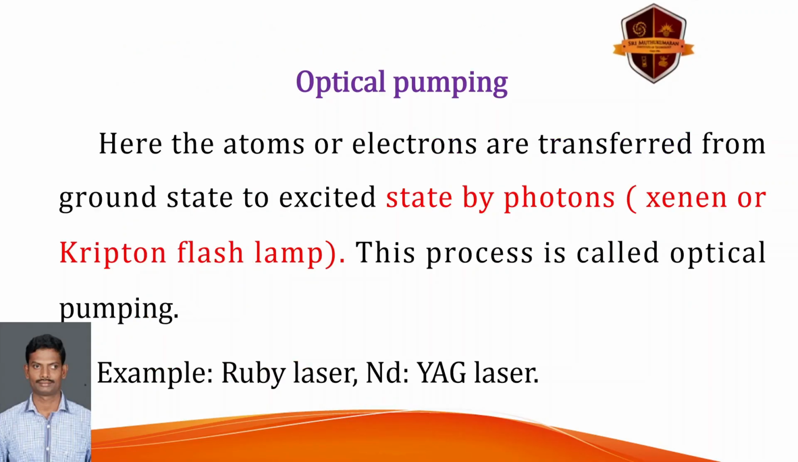Optical pumping: here the atoms or electrons are transferred from the ground state to the excited state by photons. A xenon or krypton flash lamp is focused on the rod. This process is called optical pumping. Examples: ruby laser, Nd:YAG laser.